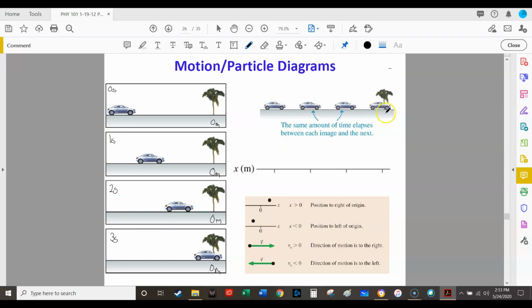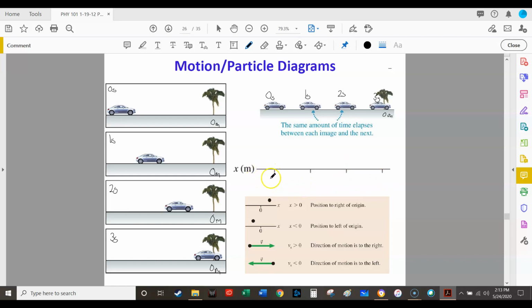So here is the 0 meter mark. The object started out over here at the 0 second mark, and this is 1 second later. This is related to this picture. The next picture is going to be the 2 second mark. And at the 3 second mark, you can see that the car is right on top of where the palm tree is. Well, this is essentially a motion diagram or particle diagram.